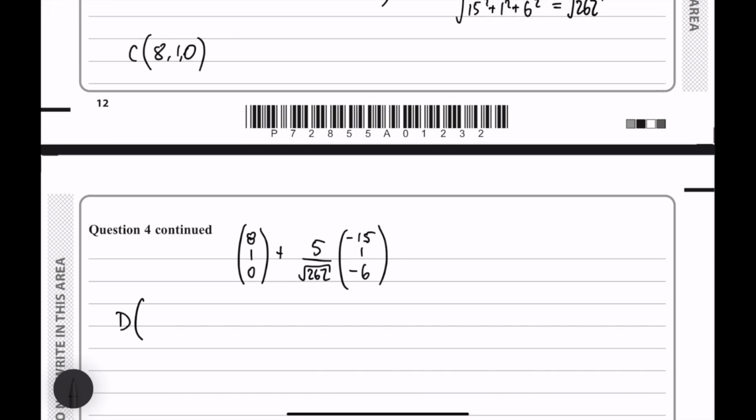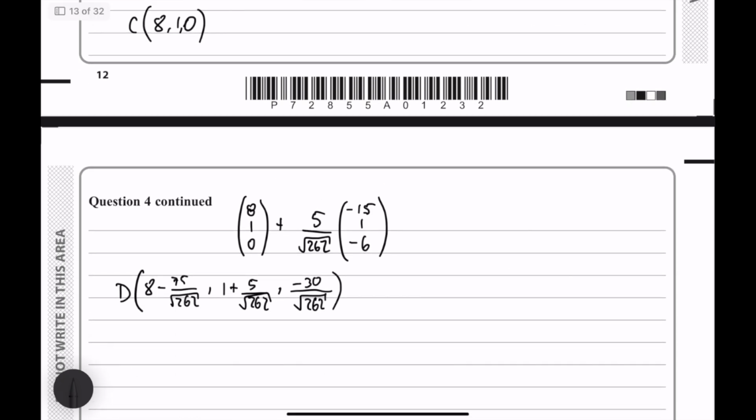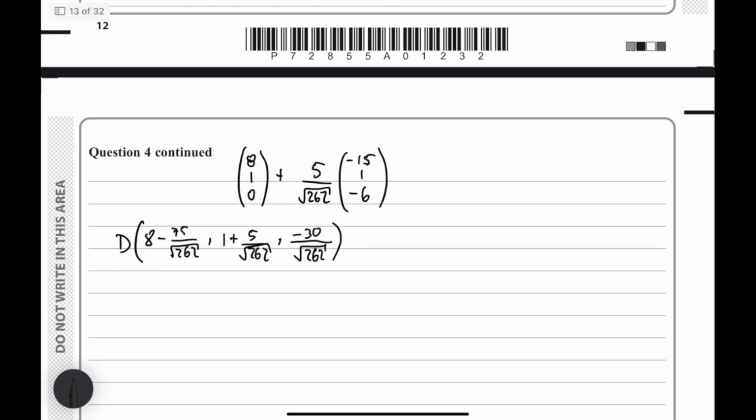So D is going to be 8 minus 75 over root 262, 1 plus 5 over root 262, and 0 minus 30 over root 262, which does not make me confident that I've done this right, but if you're watching this, I've already checked all the answers, and it is.